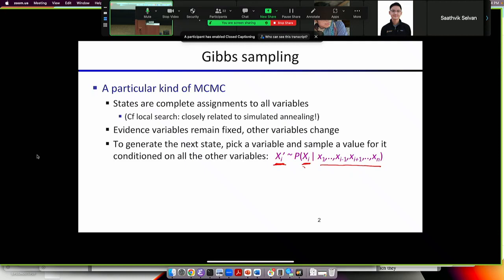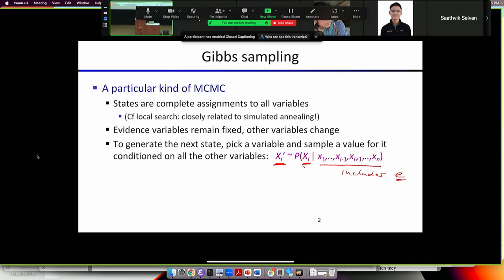And amazingly, that's all you need, right? Just pick a variable, sample its value, condition on all the other variables, right? These other variables here will include the evidence variable, right? So the evidence variable is E. And that's all you need, and then the algorithm will do this random walk, and the estimates that you get will converge to the correct values.